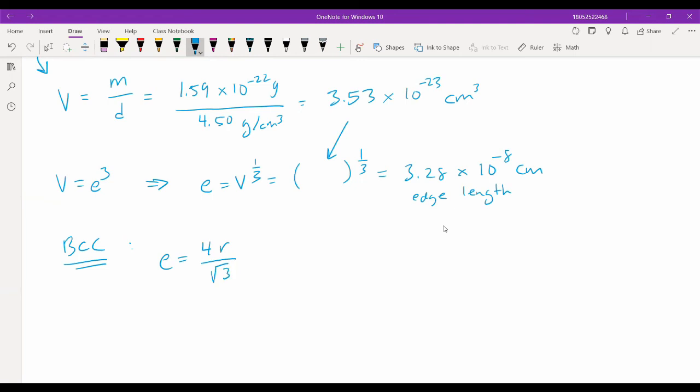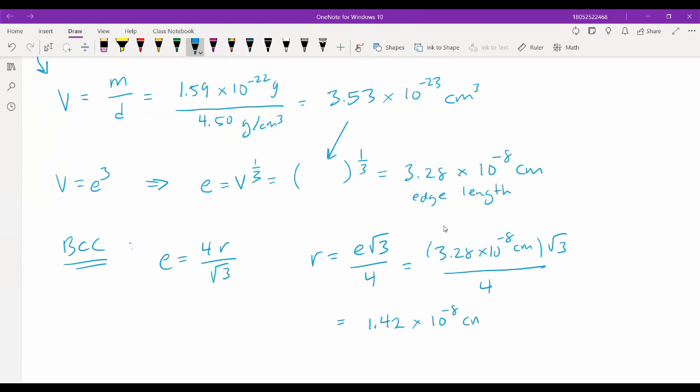So you can use that little table, and therefore the radius would be the edge times the square root of 3 over 4. So we just take this number that we got for the edge times the square root of 3 over 4, and that's the radius of our atom in centimeters, right? So this is 1.42 times 10 to the negative 8, so it'd be centimeters.